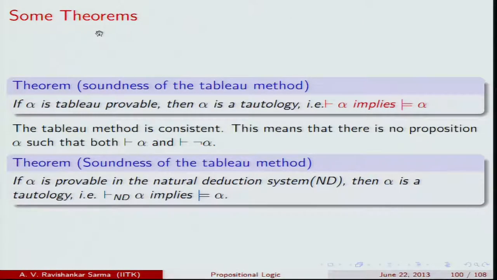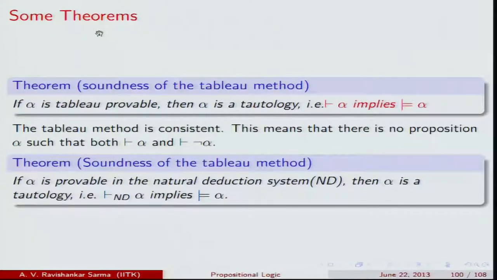So soundness in the context of the tableau method is simply like this. If alpha is tableau provable, then obviously alpha is a tautology. What is tableau provable? You have a given formula X, and you negate the formula and it leads to closure of all the branches. That means not X is false, so X has to be true. So if alpha is tableau provable, then that given formula has to be a tautology. If something is provable and it is true, then it is called soundness.